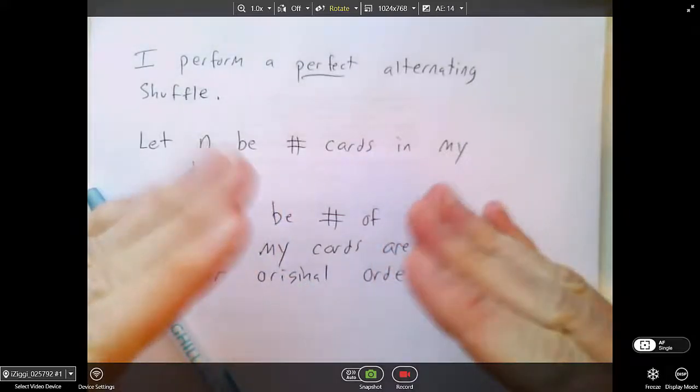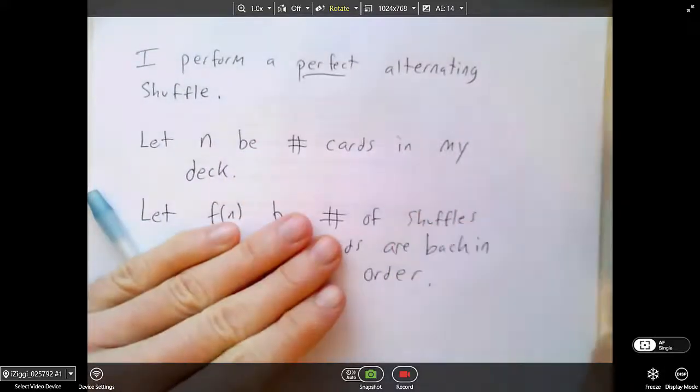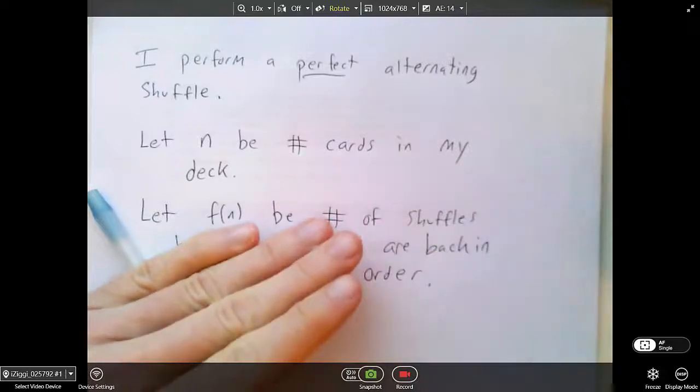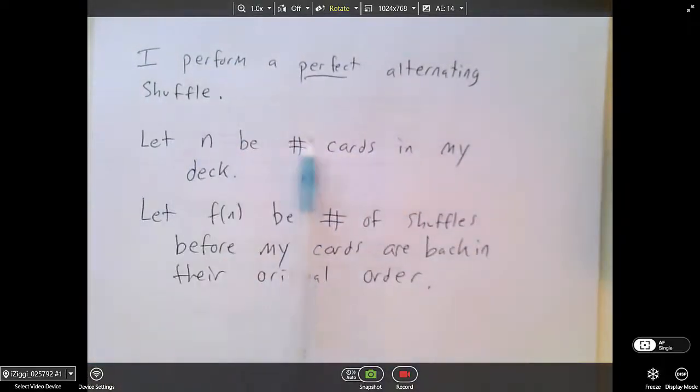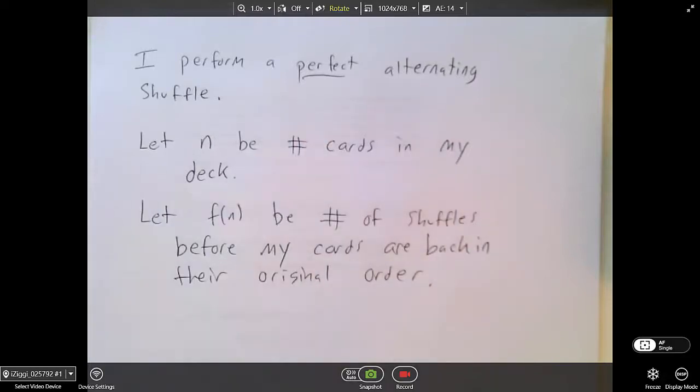A perfect alternating shuffle would be a shuffle where you get one card from the left, one card from the right, one card from the left, one card from the right, just in perfect alternation. So it's a cool trick to be able to do a perfect alternating shuffle every time. So I was thinking, boy, they probably got to practice that a lot.